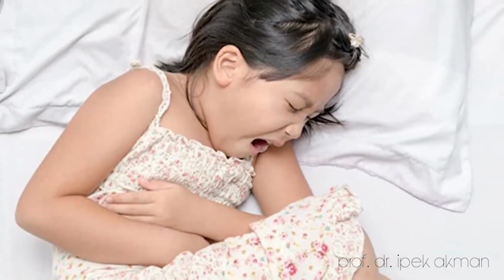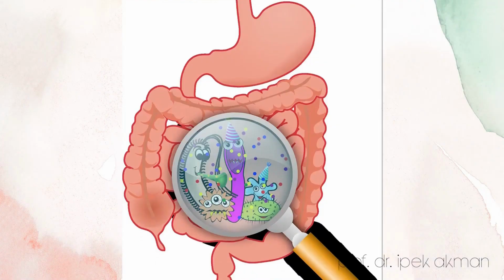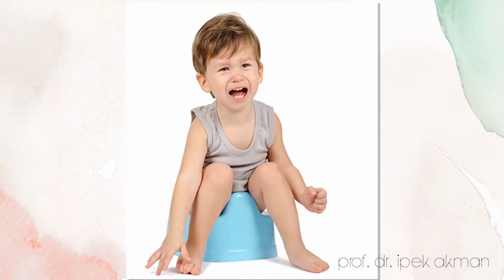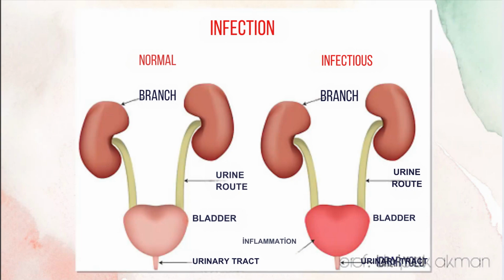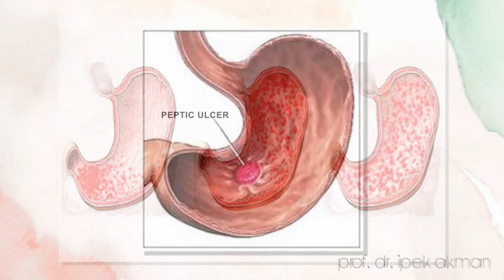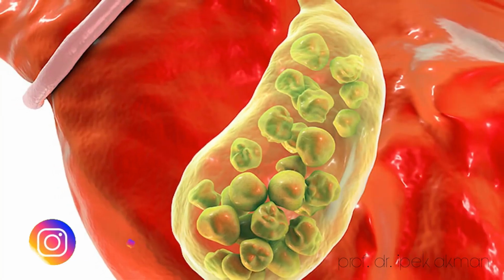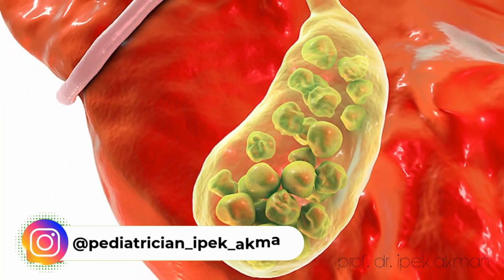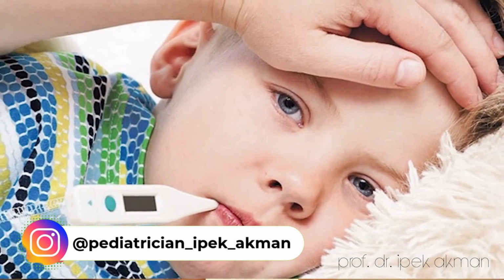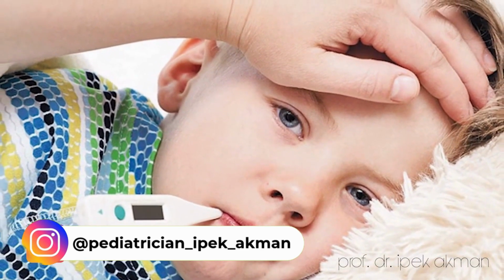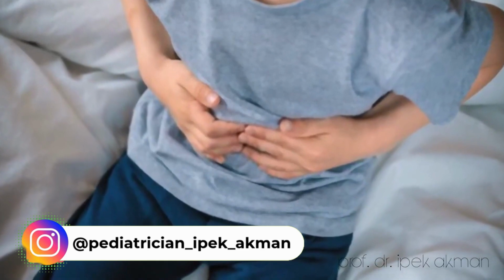There are many causes of abdominal pain. Intestinal infections, constipation, food poisoning, urinary tract infections, gastritis, ulcers, ovulation pain in adolescents, and gallstones are important causes of abdominal pain. Some rheumatic diseases, such as familial Mediterranean fever, can also cause abdominal pain.